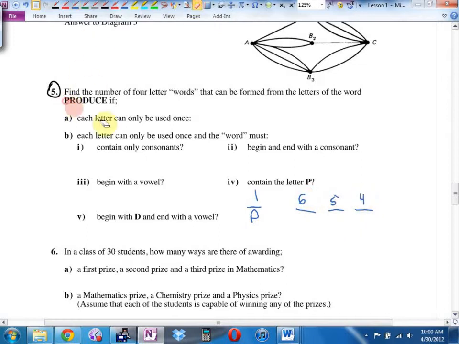However, it didn't say that the letter P had to be in the front. It just said that the letter P had to be anywhere. So the letter P could be in the first letter, or the second letter, or the third letter, or the fourth letter. How many choices for location do I have? 4 times 6 times 5 times 4. 4 choices for location, and then 6, 5, 4 for your letter combinations. Yep.